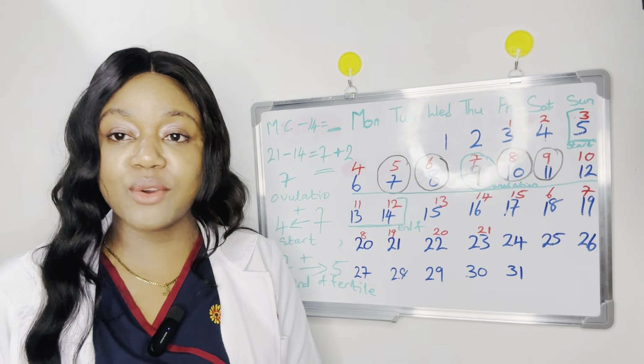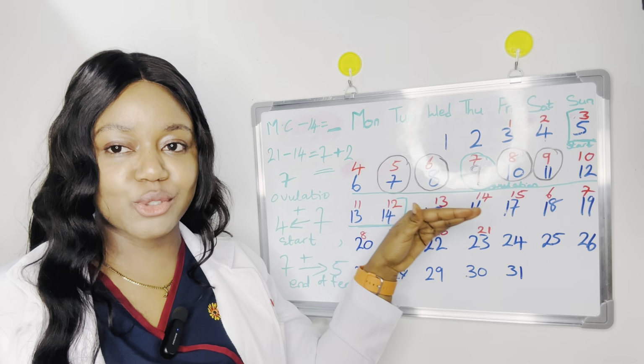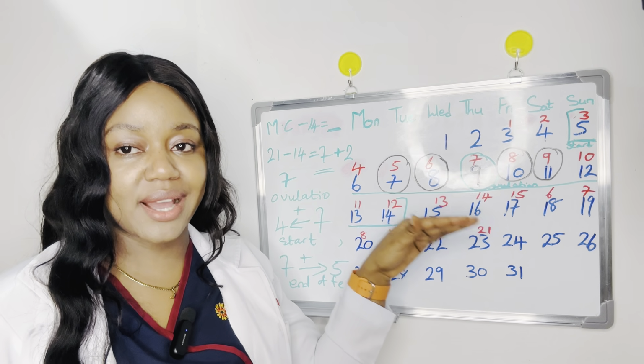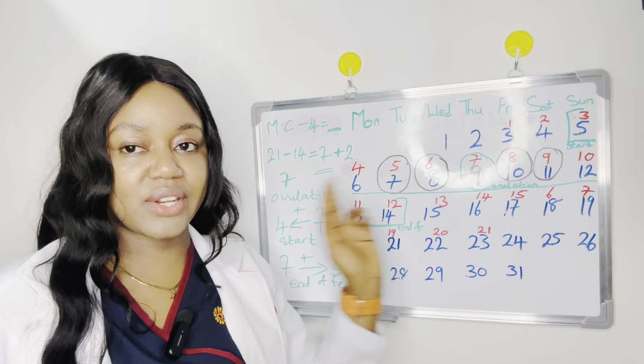For someone who is looking for a child, who wants to have maybe twins, triplets, this is the highest time you should have sex. This is the highest time you should be active, because this is a time in which you can easily get pregnant within this fertile window.